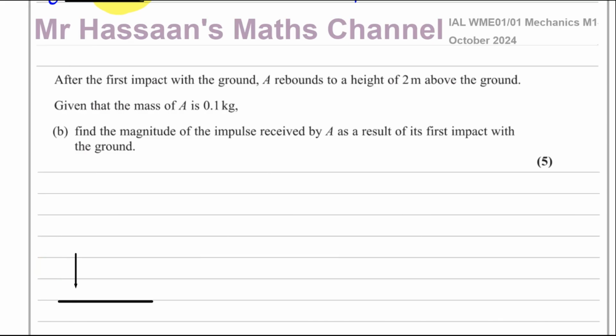So we're going to focus on now the part where it's moving down, it hits the ground, and it rebounds back upwards. So it's going downwards at a speed of 8 meters per second. So it's going down with a speed of 8 meters per second, and I'm going to focus on it like a particle. This is 0.1 kilograms. It hits the ground and it rebounds back up. So it rebounds upwards. And we need to know what that speed is. If I know that speed, I can work out the answer, because I'm going to find the magnitude of the impulse received by A as a result of its first impact with the ground.